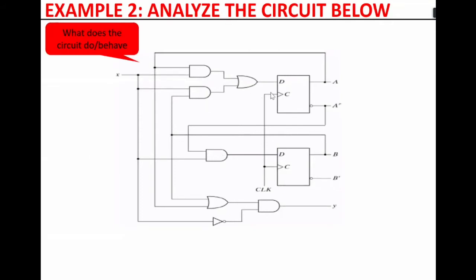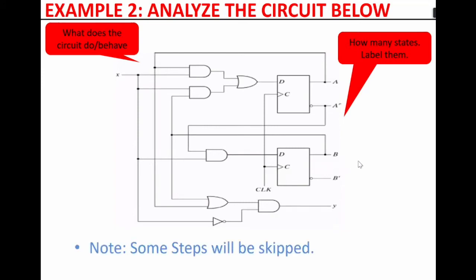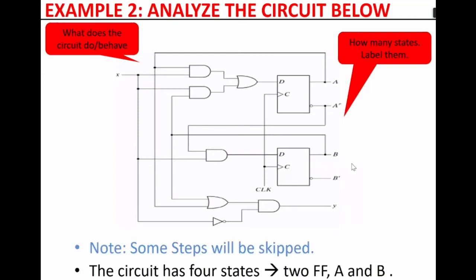Analyzing the circuit, you've been given a circuit diagram. The question is, what does the circuit do? Or how does it behave? That is analysis. You want to answer that question. You cannot, just by looking at this figure, unless you have used it, know what it does. So in analysis, you have to use equations and determine what it does. How many states? There are 2 state variables, so you will have 4 states. You have to label them. Luckily, you've got them as A and B. We will skip some steps.